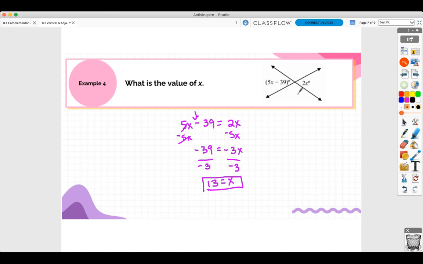And if they ask you for the measure of the angles, you just substitute it back in there. 2 times 13. They're not asking you for it, but if they did, you just say they're 26 degrees for both of them.